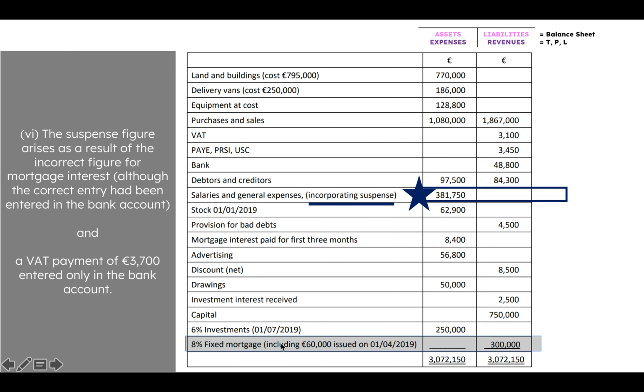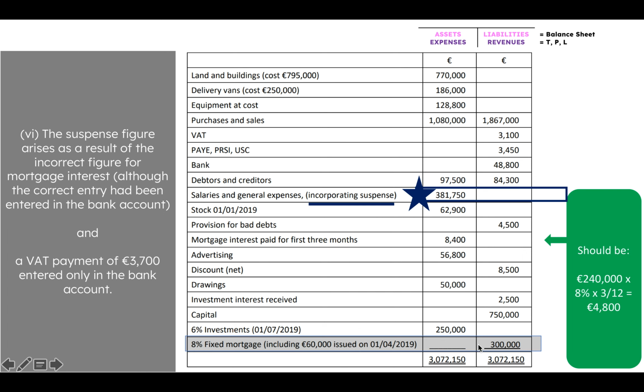So here's my mortgage here. It's saying to me that mortgage interest paid for the first 3 months is 8,400. So what we want to do is work out how much it was for the first 3 months, because this is incorrect here. So we will work it out. For the first 3 months of the year, they only had a mortgage of €240,000. So €240,000 multiplied by 8% multiplied by 3 over 12 is 4,800.